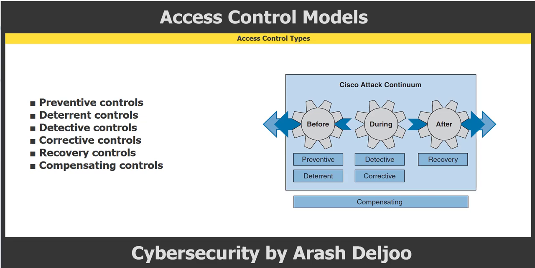This figure shows how each type of control maps to the Cisco attack continuum. Preventive and deterrent controls can be used before an attack occurs to harden and avoid an attack. Detective and corrective controls are used during an attack to detect the attack and mitigate its impact. Recovery controls are used after the attack to return to a normal situation. Compensating controls span the attack continuum and can be used before, during, and after an attack.